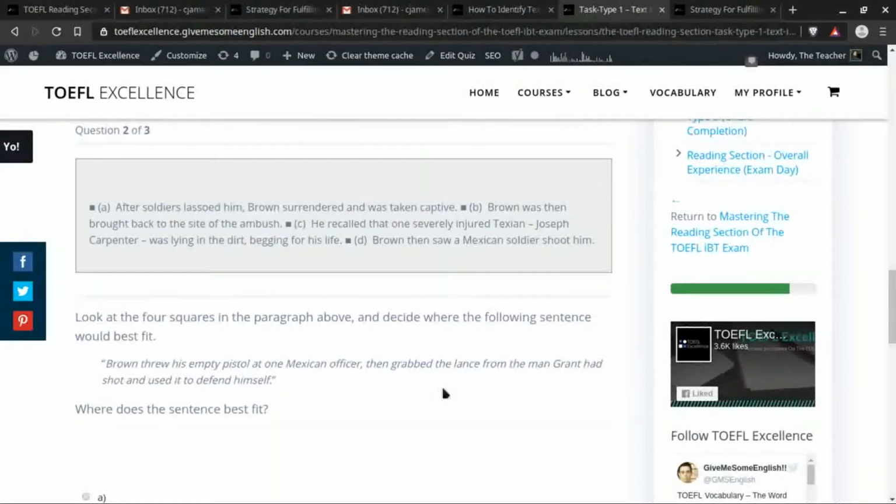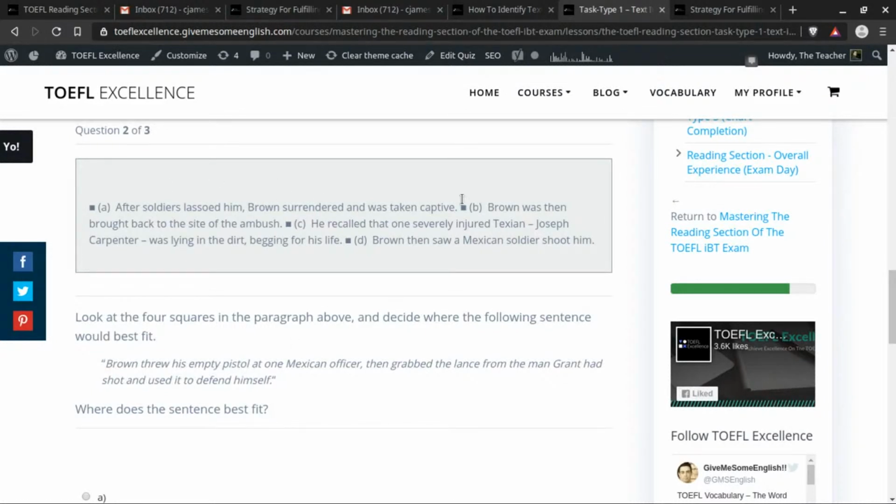All right, so on the next one here, the sentence says, "Brown threw his empty pistol at one Mexican officer." All right, so assuming that this was the first question and you didn't know anything about the subject, Brown, obviously the color is not throwing a pistol, so this must be referring to someone's last name. So from the last one, we mentioned that if only the person's last name is mentioned, that means that they probably mentioned the person's first name beforehand.